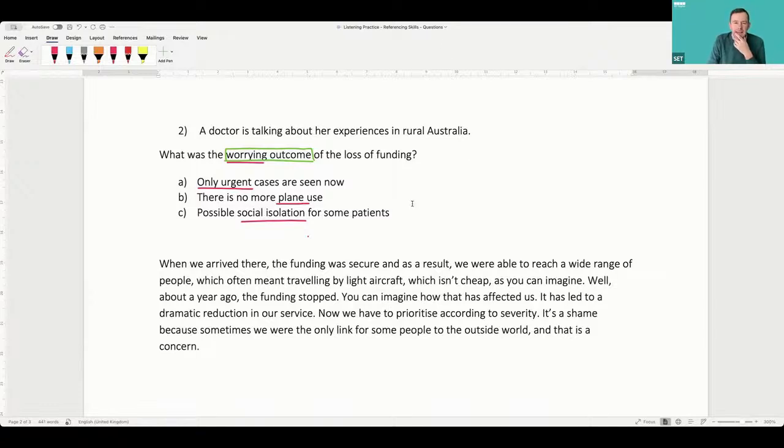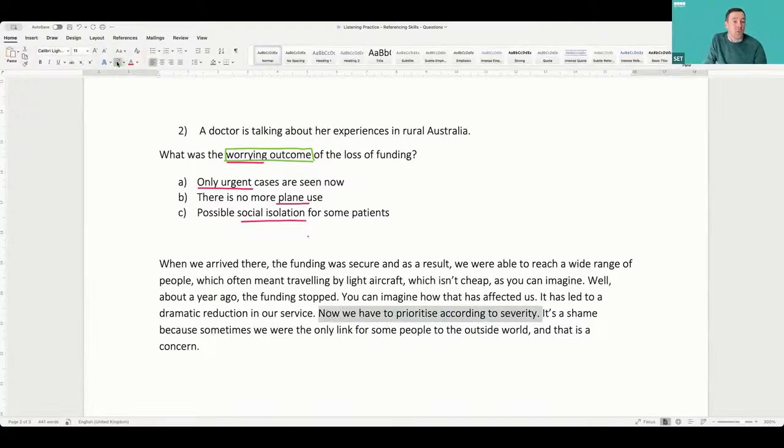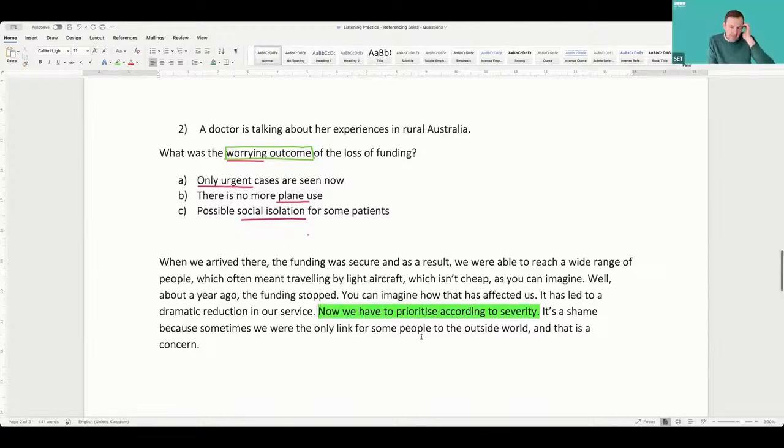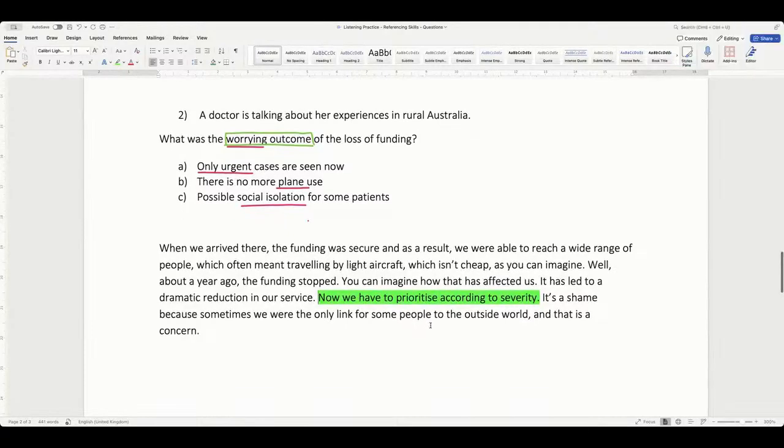Anyone that voted A, do you want to change your answer? Yes, me, I choose yes now. Okay. People who voted A, you were influenced by this part, weren't you? Now we have to prioritize according to severity. Now, it's a bit of a tricky one because this is an outcome, isn't it? Yes, outcome. But prioritizing according to severity, what that means is whatever is the most urgent.